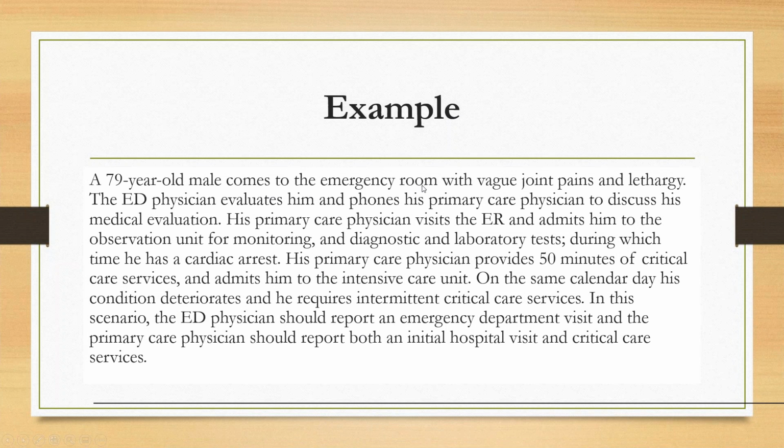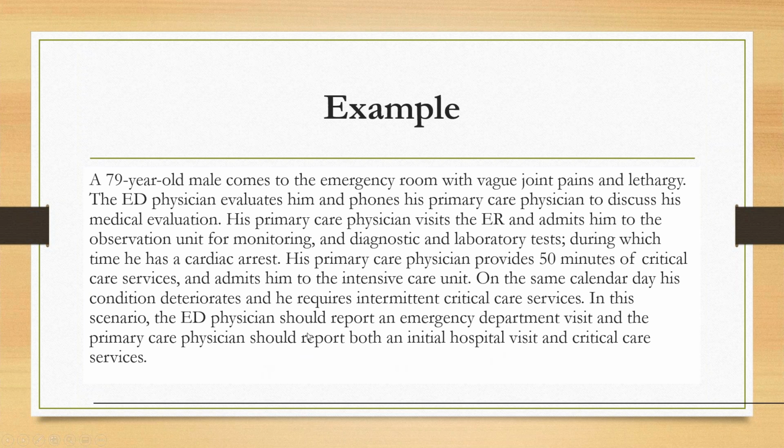Here's a 79-year-old who comes into the ED. The emergency doctor calls his PCP. Primary care visits the ER and admits the patient to observation for monitoring. He goes into cardiac arrest. The primary care provider who's over there is at 50 minutes of ICU time. On the same calendar day, the condition deteriorates and it requires intermittent critical care services. In this scenario, the ED should also report the ED visit, and the primary should report both an initial hospital and a critical care service.